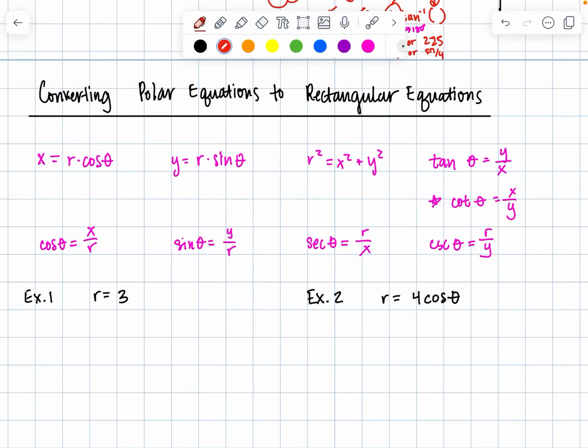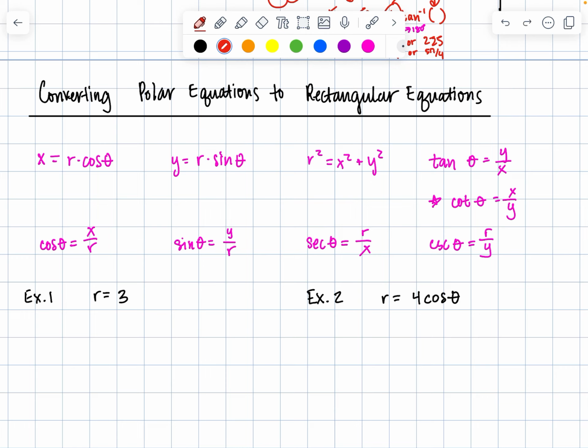Hello, and welcome to converting polar equations to rectangular equations. The last time we had a video lesson, we talked about converting rectangular to polar. This time we're going the reverse direction. We're converting polar to rectangular.